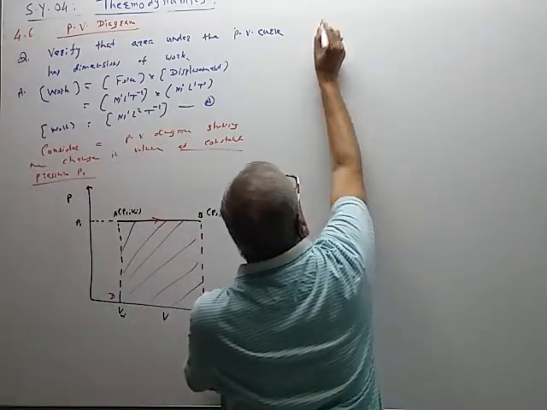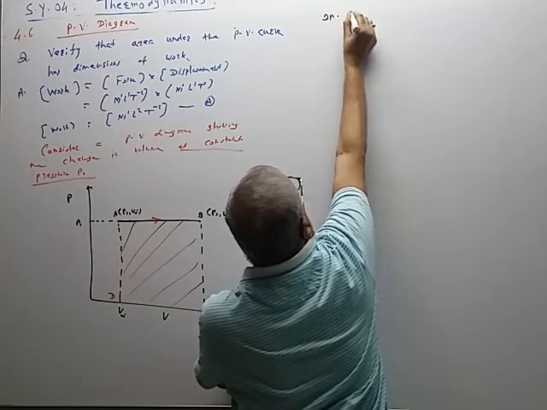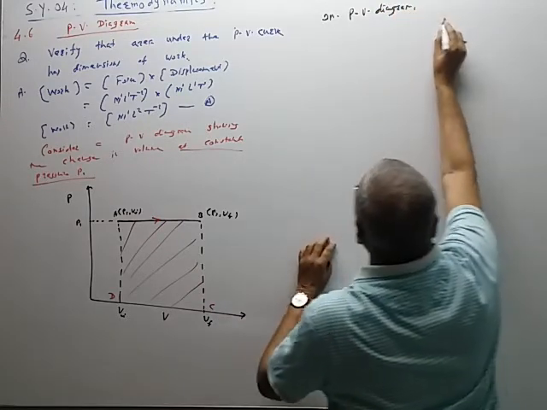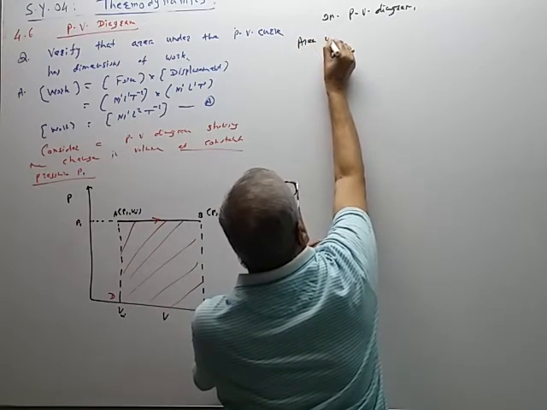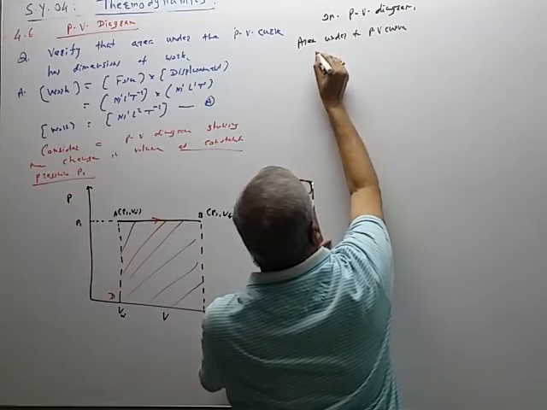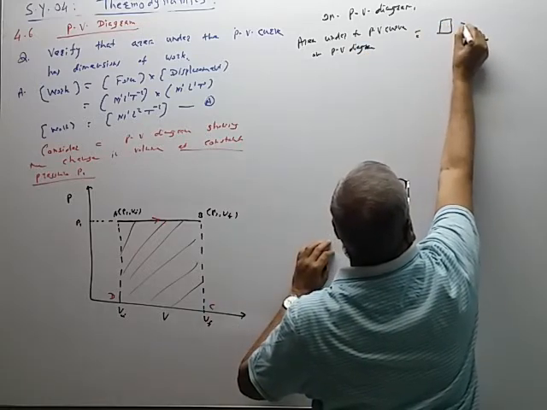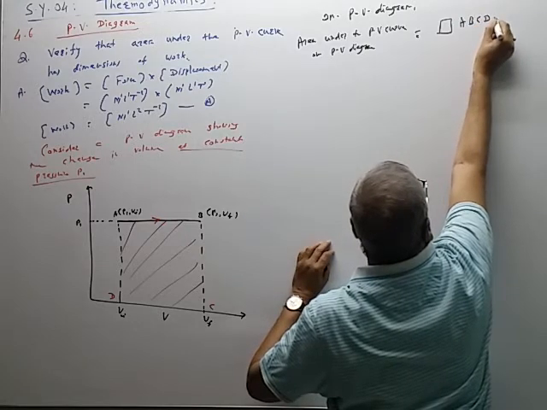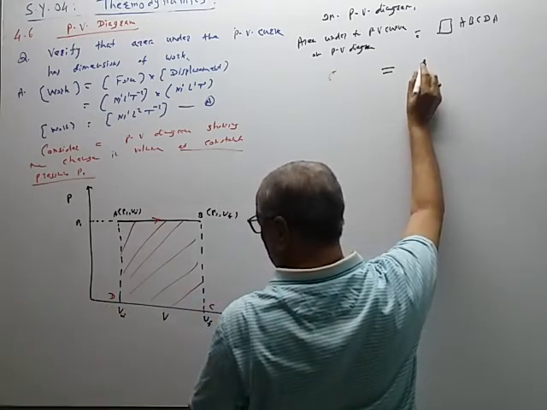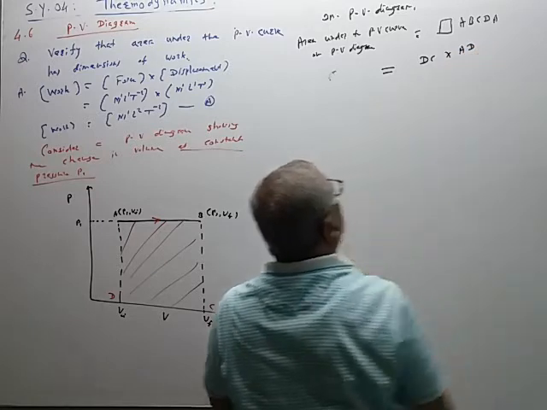So on the PV diagram, area under the PV curve on the PV diagram is equal to area A, B, C, D, A. So it is equal to, now this area is equal to DC multiplied by AD, like this.